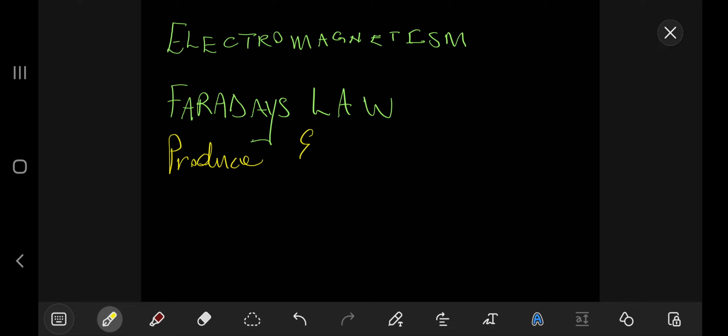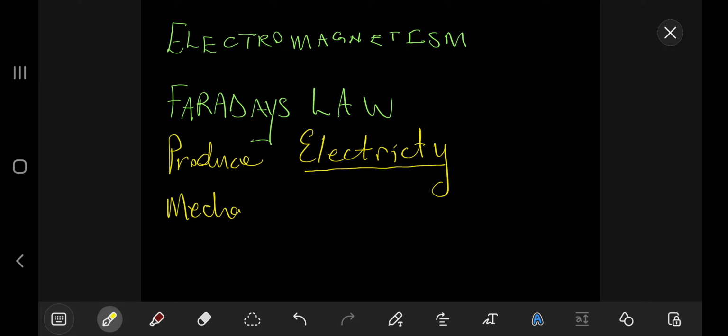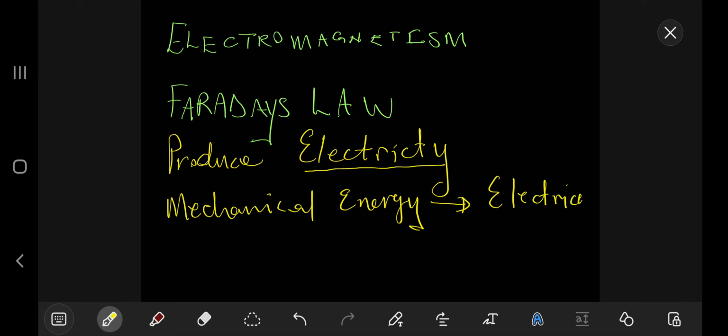So we're trying to produce electricity. Right? So we need electrical energy. But this electrical energy, we use what we call mechanical energy. So it's from mechanical energy. This is totally mechanical energy, let's say converted into electrical energy.